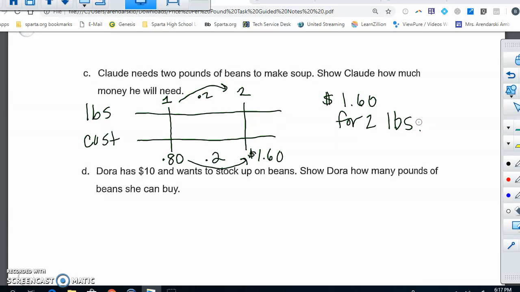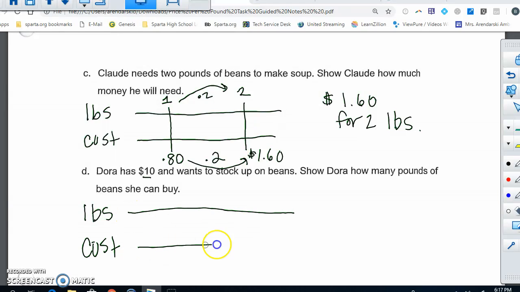Part D, different type of problem. Dora has $10 and wants to stock up on beans. Show Dora how many pounds of beans she can buy. So this is different. This problem, we're using our money portion. That's the answer that we found in part B. So we still have our double number line, pounds and cost. And we are going to draw a double number line.